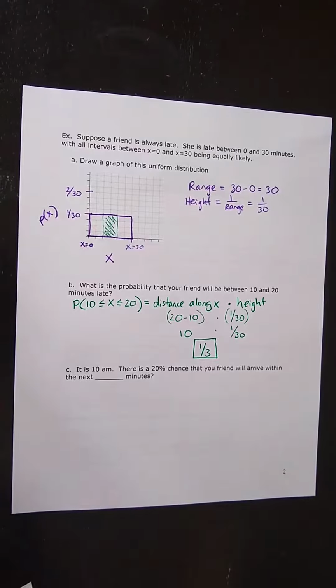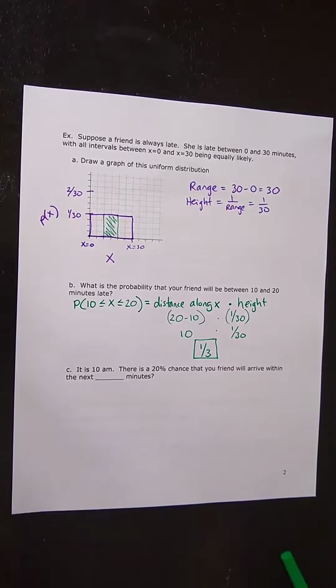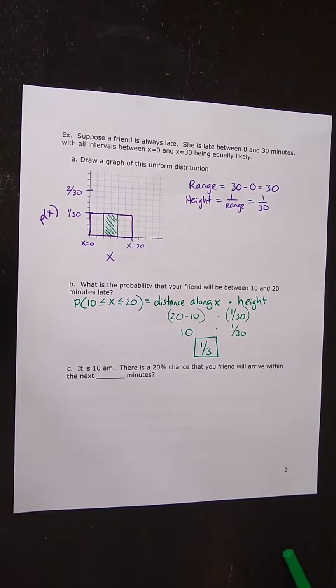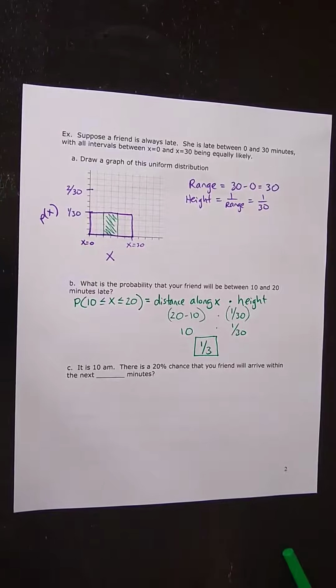Okay, here's another part. This is another probability question, but what is unknown is a different part. The wording of this one is a little funny. I think there's a homework one just like this. It's 10 o'clock. There's a 20% chance that your friend will arrive within the next how many minutes? So remember, she's always late, somewhere between 0 and 30 minutes, and it's equally likely, according to this question.